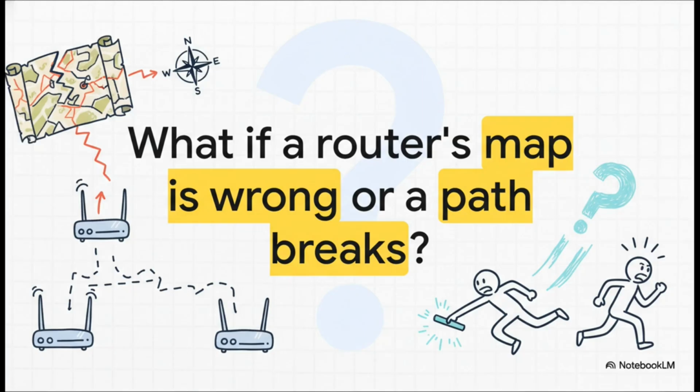But that leaves us with a really fascinating question, doesn't it? What happens when a router's map is out of date, or a connection somewhere in the world suddenly breaks? Well, that's when things get even more interesting. But that's a story for another time.